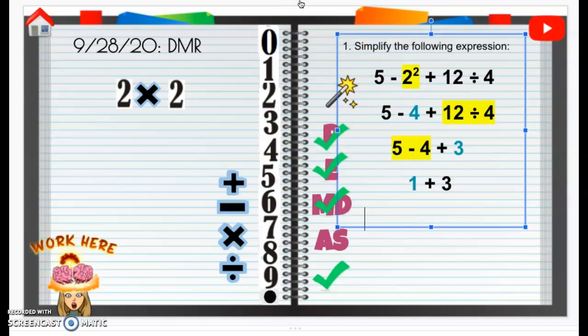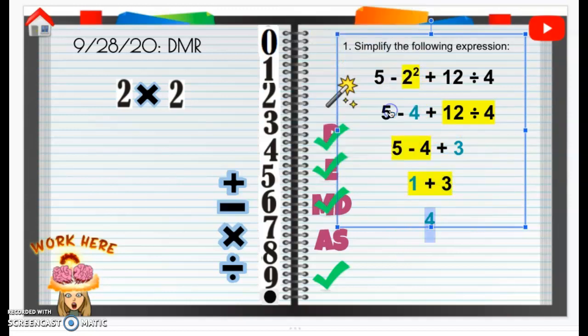Now we only have one problem. So we have addition or subtraction? Yes, we do. 1 plus 3. What is 1 plus 3? Oh yeah, that's 4. Duh, easy peasy. Look how simple we made this. So our answer here is going to be 4.